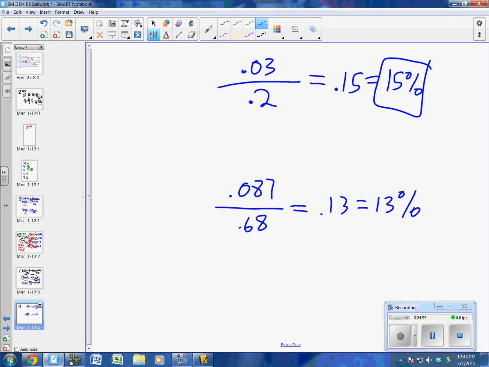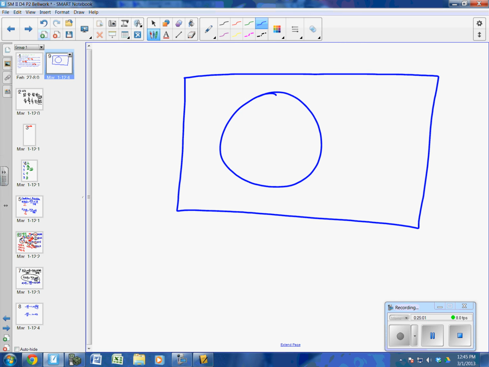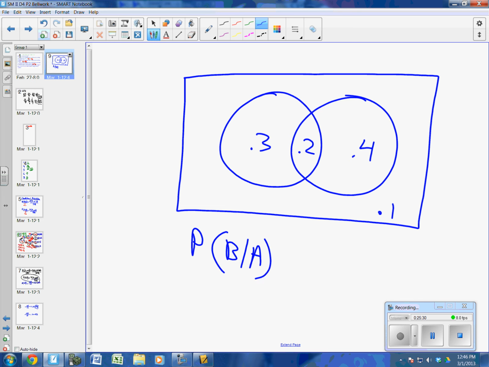Let's look at the Venn diagram on the next one. I think that will help you understand. Okay, you guys, there's a Venn diagram right here. The numbers didn't show up on here. I can't remember exactly what they are, but let's say this is 0.2, this is 0.3, and this is 0.4. That means there's going to be 0.1 out here, right? I want to know what the probability of B given A is. Here's A, here's B.